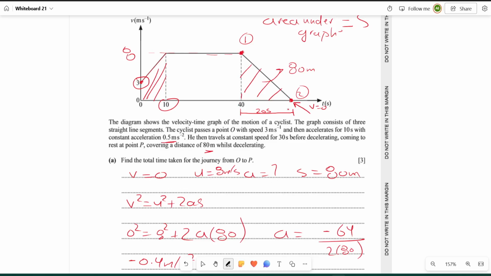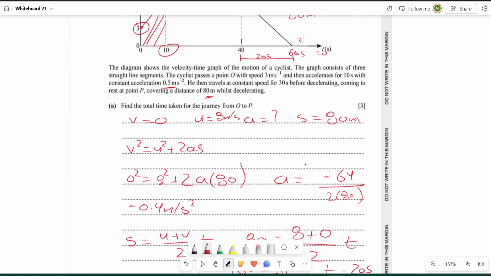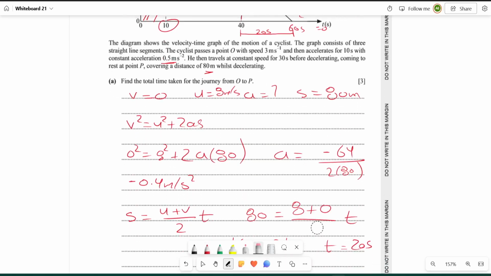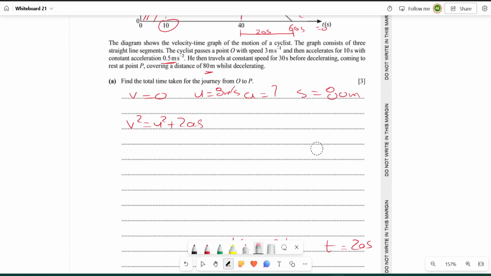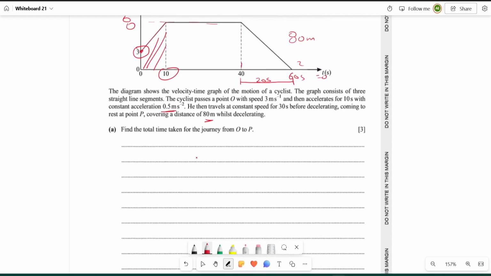That means that on the graph, this part over here should be 60. So this over here is 60 seconds, right? So let me erase all of this. So the total time taken from O until P is basically going to be 60 seconds. So my answer for part A is 60 seconds.